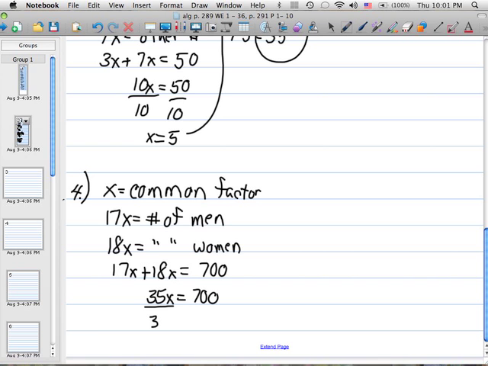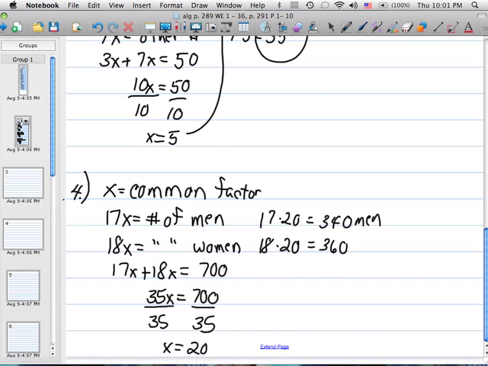Divide by 35, and the common factor is 20. So 17 times 20, there were 340 men. And they wanted the number of women, 18 times 20, there were 360 women.